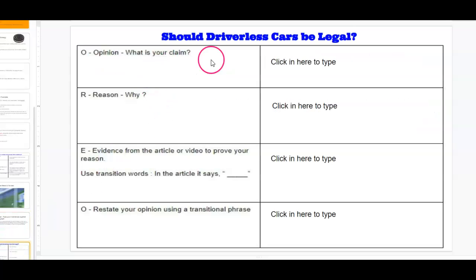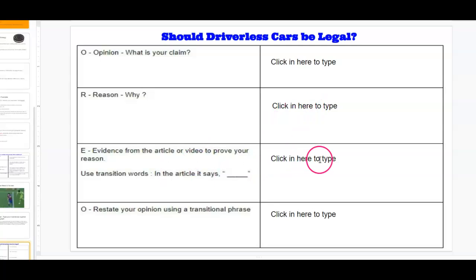You have this right here for should driverless cars be legal. So state your opinion. I think they should be illegal, or I think they should not be legal. And then the reason why. The reason they should be is because it's going to help people be more productive, right? While they're driving, they don't have to actually focus on driving. They can be doing work.